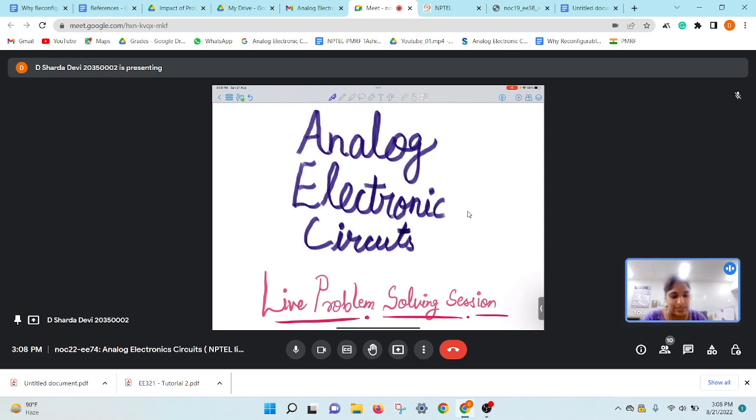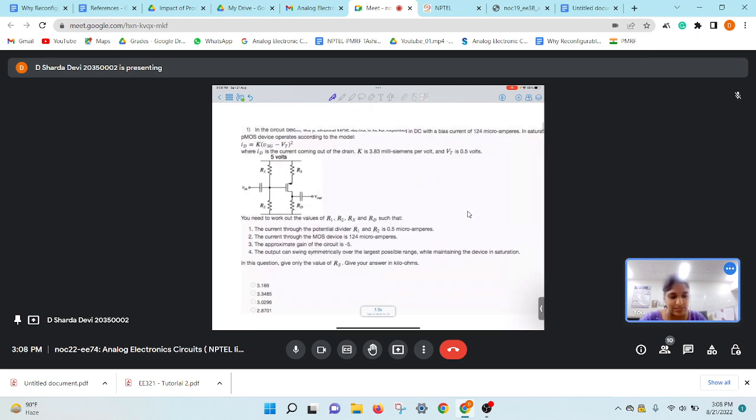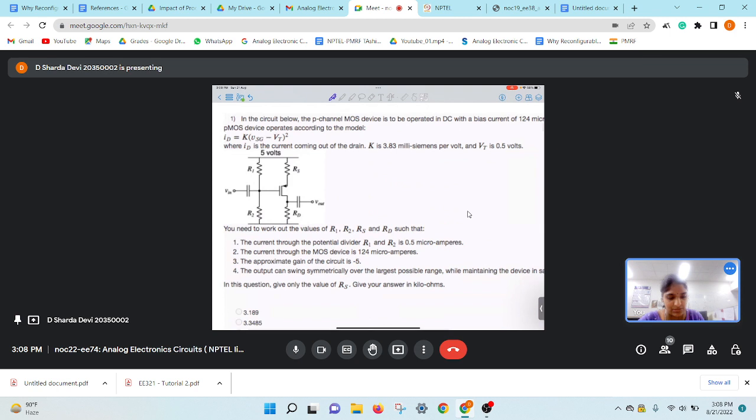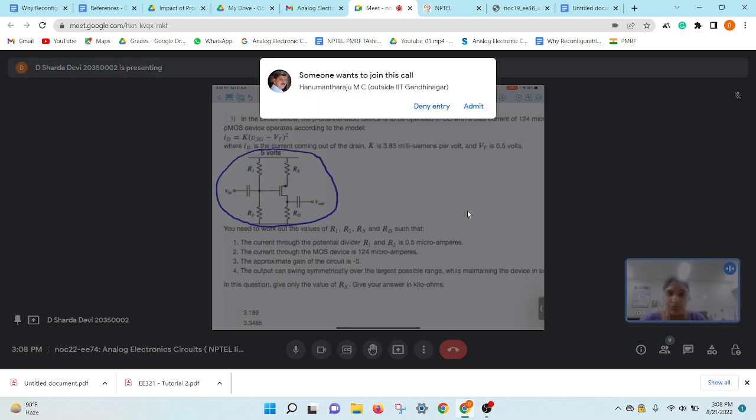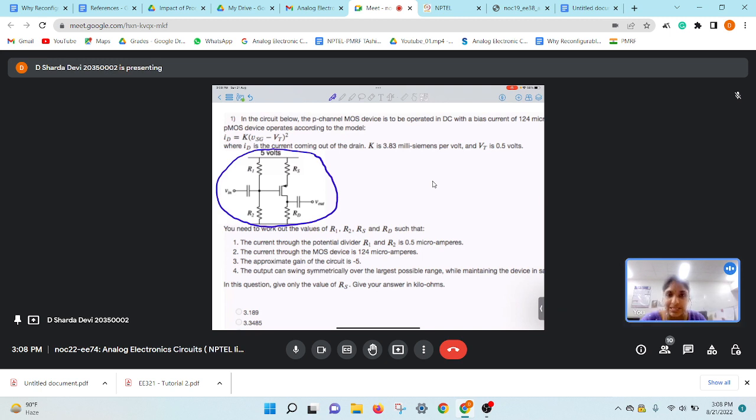Since there is one circuit, I'll show you. So this is the circuit. Is the circuit visible to everyone? So basically what you have to do is, first of all, solve the circuit and find out the expression for gain, that is V out by V in, because there are 4 to 5 consecutive problems which are based on this particular circuit only. So I want you to solve this circuit and let me know the expression for gain, that is V out by V in, that you are getting.